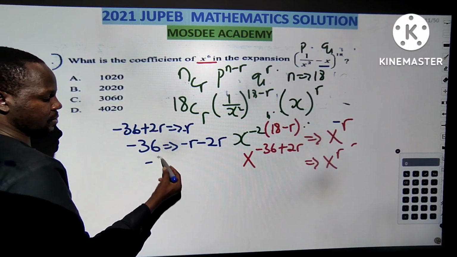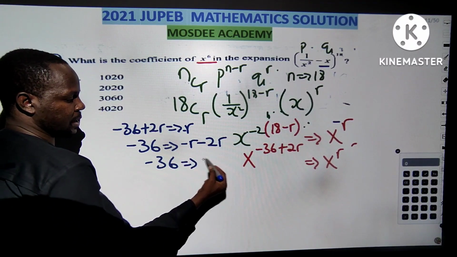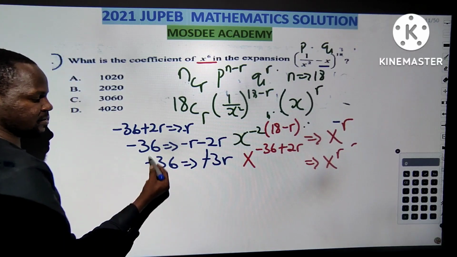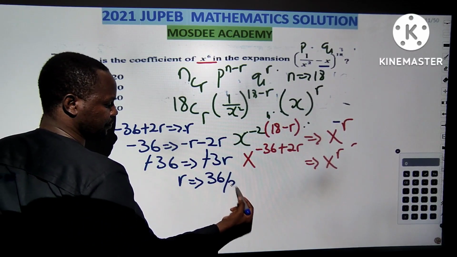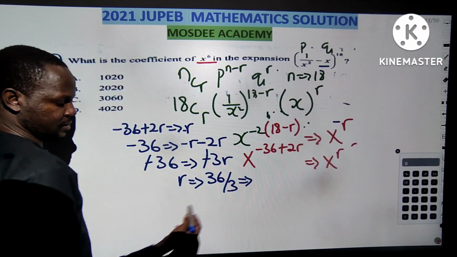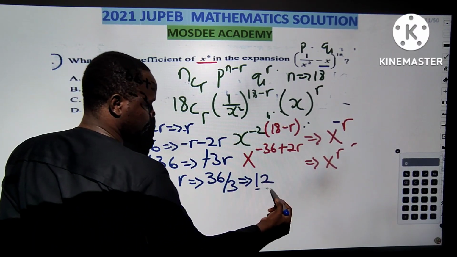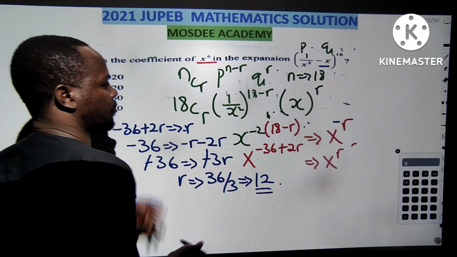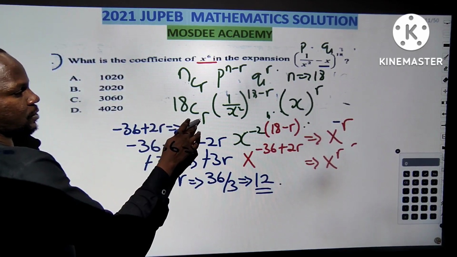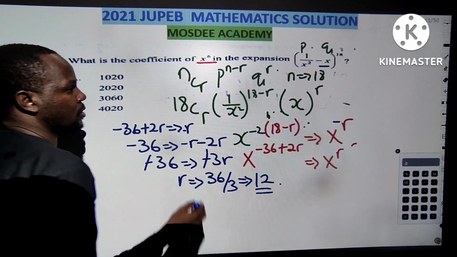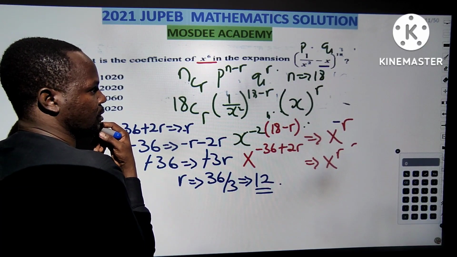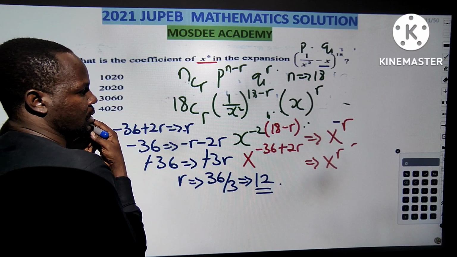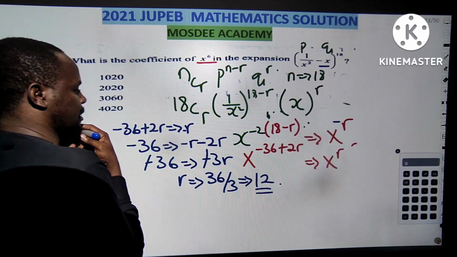So on simplification, minus 36 equals minus 3r. This gets cancelled out. r equals 36 over 3, and 36 over 3 is 12. Hope I'm not making any mistake. But therefore, we are looking for 18 combination r, which is 12 now. That is what we are looking for, because we are looking for the 6th power, and that is what I need to do.